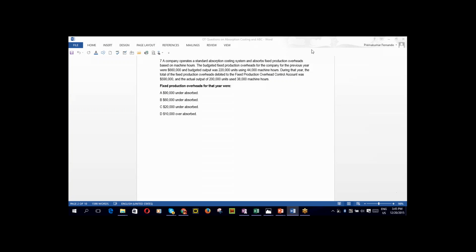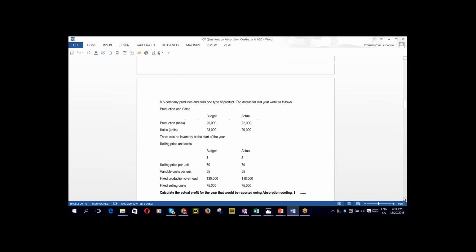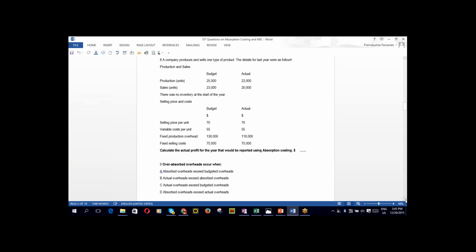Okay. Let's look at question number 8. This is something that we learned yesterday. A company produces and sells one type of product. The details for the last year are as follows: production, sales, no inventory at the start of the year, selling price, fixed production overhead, fixed selling cost. Calculate the actual profit for the year that would be reported using absorption costing.